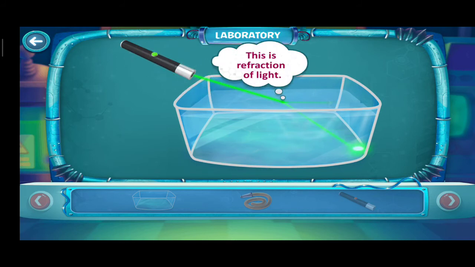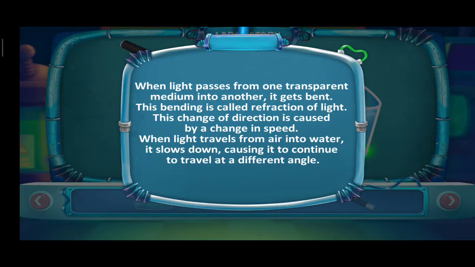This is refraction of light. Ray of laser beam got bent when it hit the water surface. This is called refraction. When light passes from one transparent medium into another, it gets bent. This bending is called refraction of light. This change of direction is caused by a change in speed. When light travels from air into water, it slows down, causing it to continue to travel at a different angle.